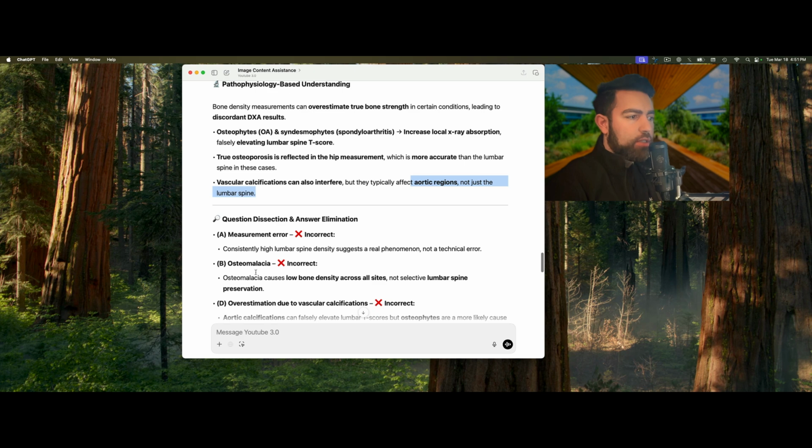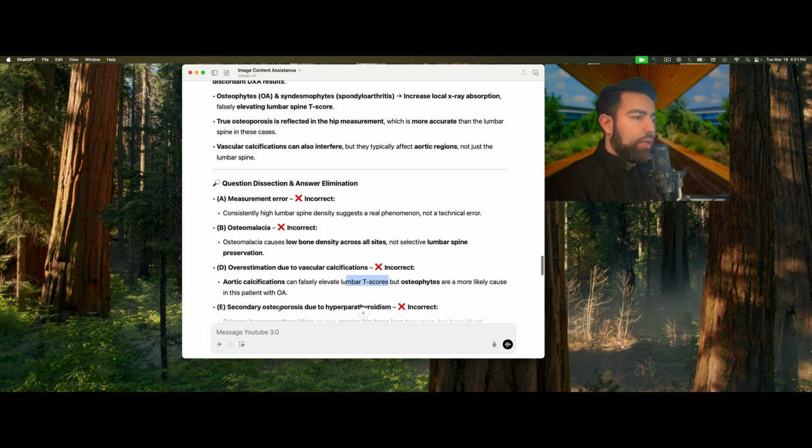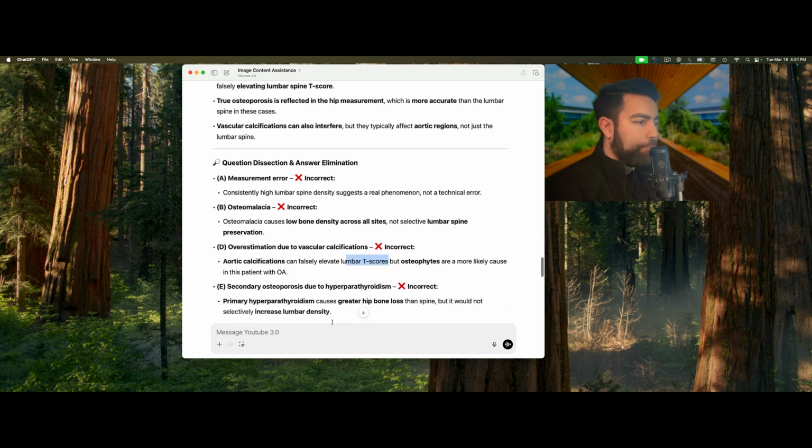Osteomalacia causes low bone density across all of the sites and not just a selective part of the lumbar spine. Overstimulation due to vascular calcification would be incorrect. Those are aortic ones and can vastly elevate the lumbar T-scores. But osteophytes are a more likely cause in this patient with OA.